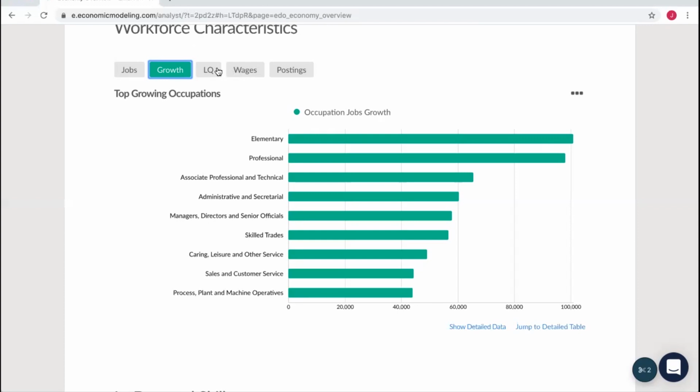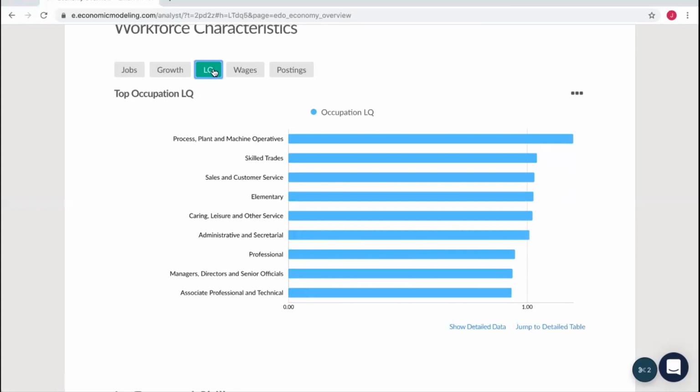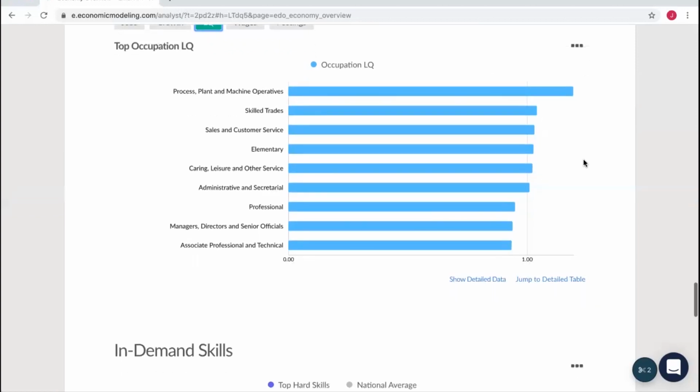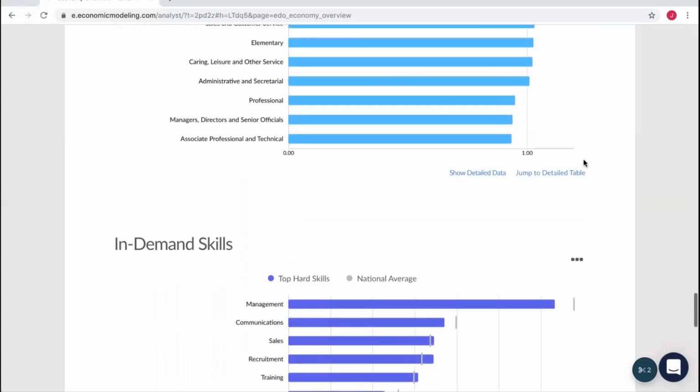Again, we can look at LQ and wages and job postings, but we're going to look at job postings in more detail in a few moments. So, top occupations by location quotient. This is looking at the concentration of an occupation in the particular area we selected. We can see that the highest LQ, with a score of 1.19, is process, plant and machine operatives. So there are more of those occupations in this area than in other parts of the UK, which probably correlates well with the manufacturing link with the industry above.